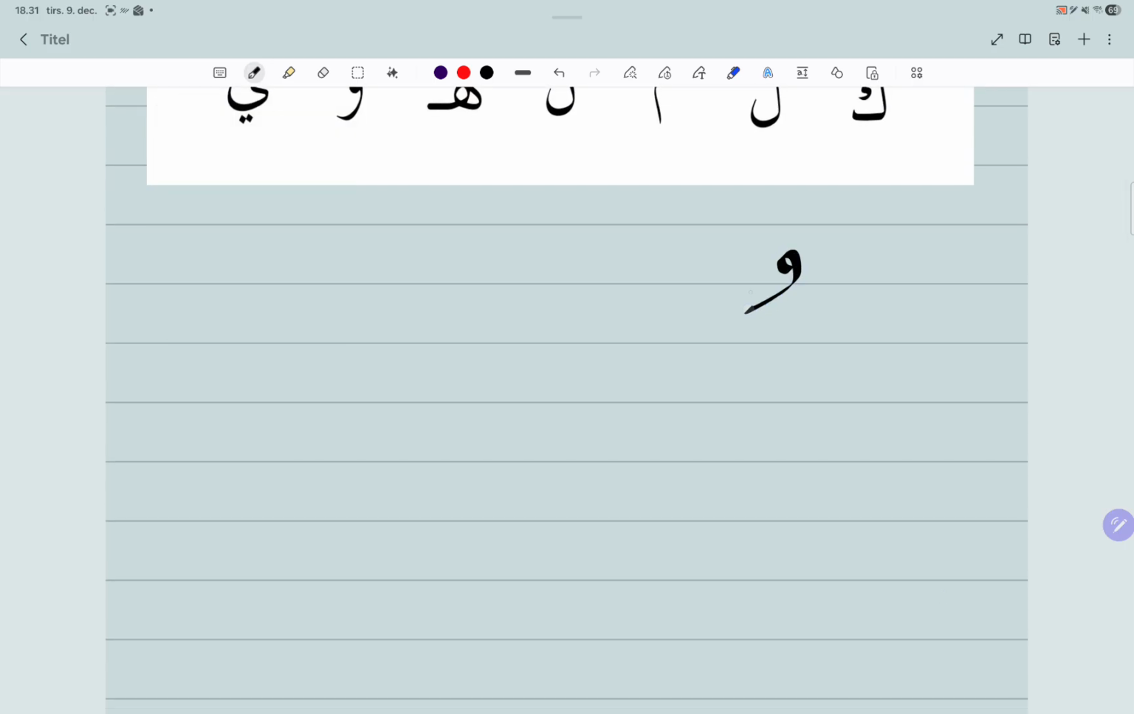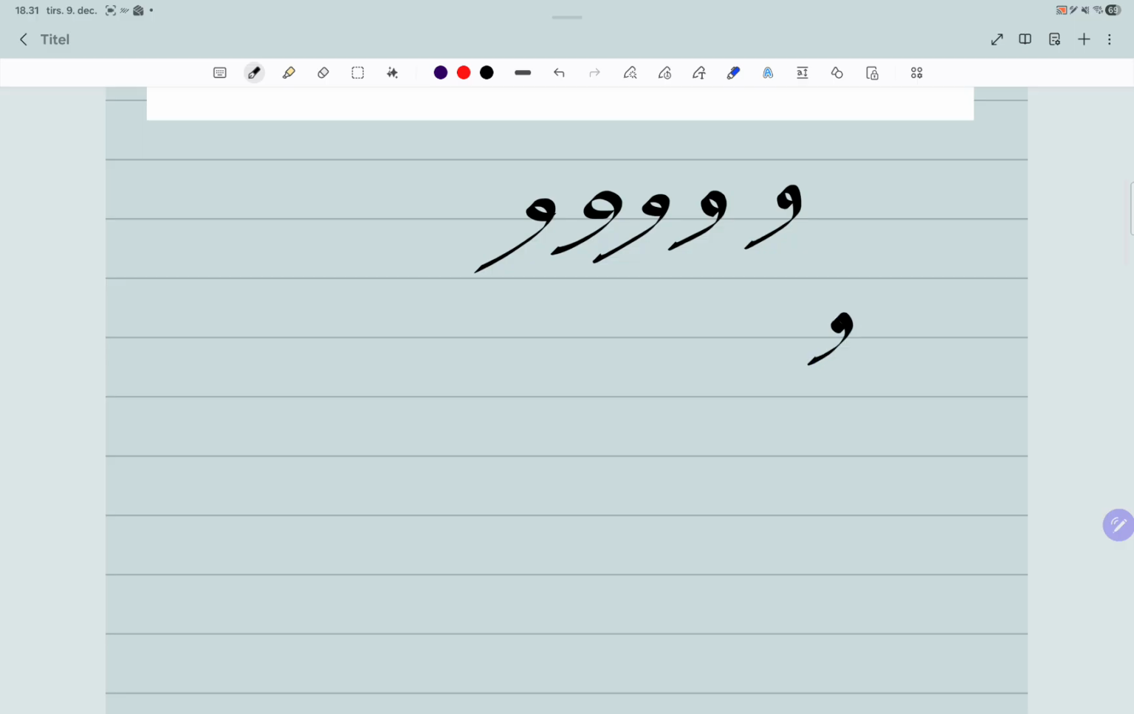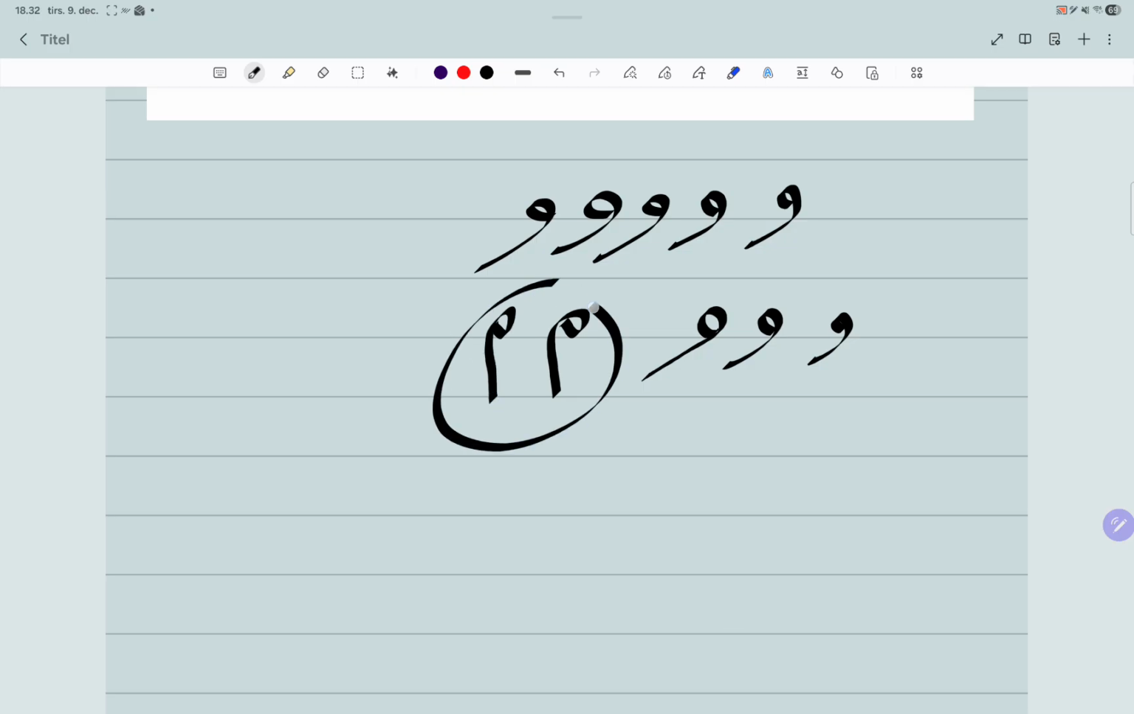Then we have waw. Notice that in waw, you begin from the right side and make the head and down. Sometimes you can get confused with meem, but notice that in meem you begin from the left and go and make the head and then go down. So this is meem, and now you have learned waw. Good.